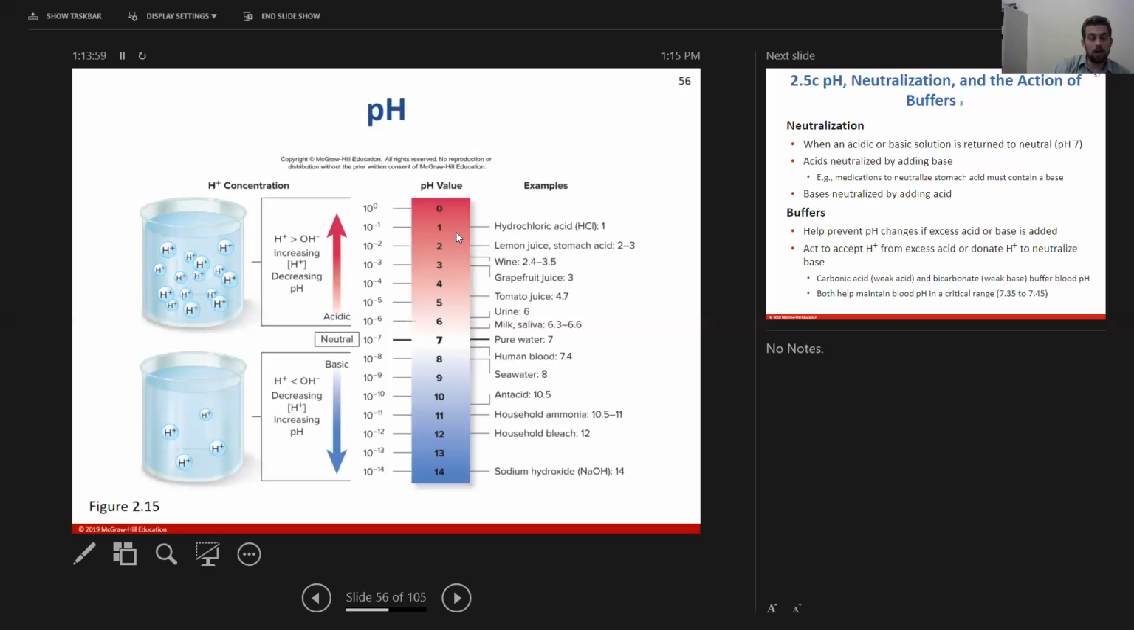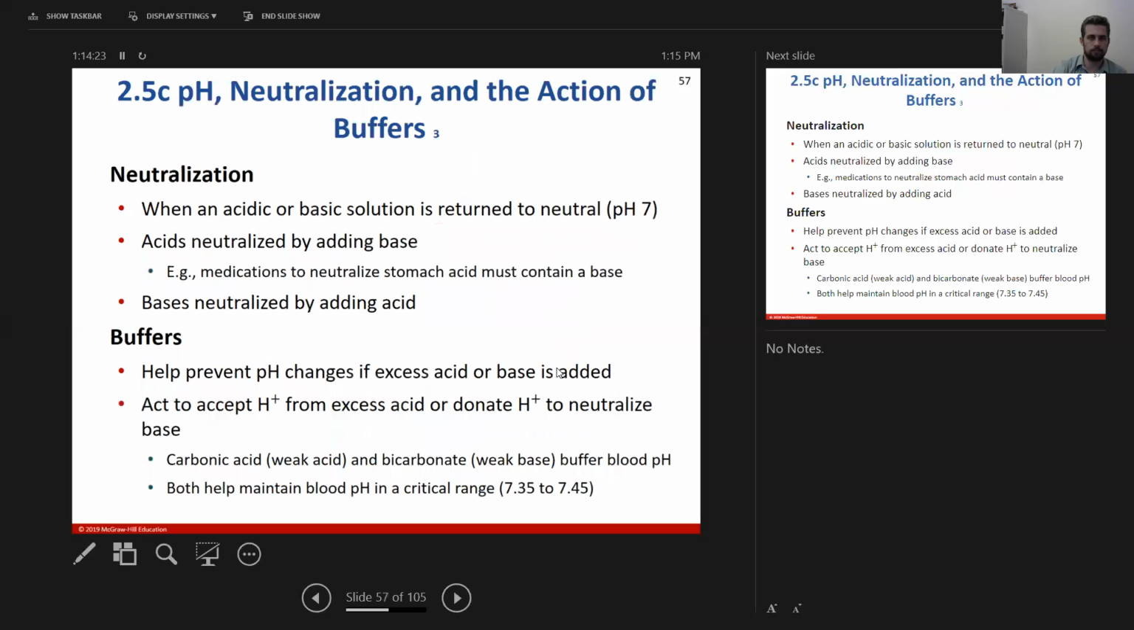And so we get all the way down to HCl, hydrochloric acid. Hydrochloric acid is what you have in your stomach, and it's really, really acidic. And then over here, sodium hydroxide is going to be really, really basic. Household bleach is actually pretty basic too. So that's the pH scale, and you're going to need to know the pH scale. That is one that you have to understand.